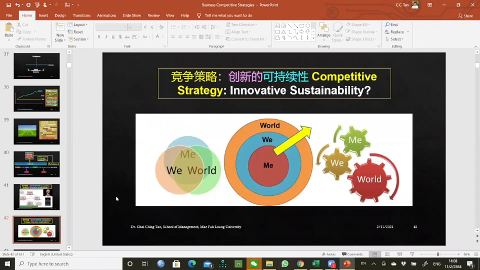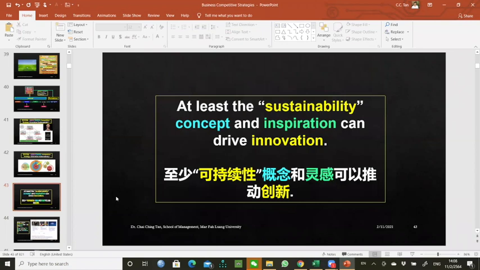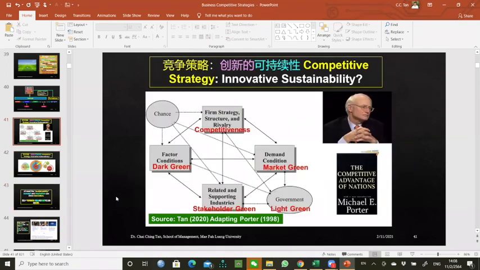And these are generic terms, and you can do it. So at least the sustainability concepts that I demonstrated to you: socially sustainable, ecologically green, sustainability through social means. And these sustainability concepts can at least be an inspiration to drive your innovation, and you can innovate through different areas. And all these different areas generate different competitive strategies.